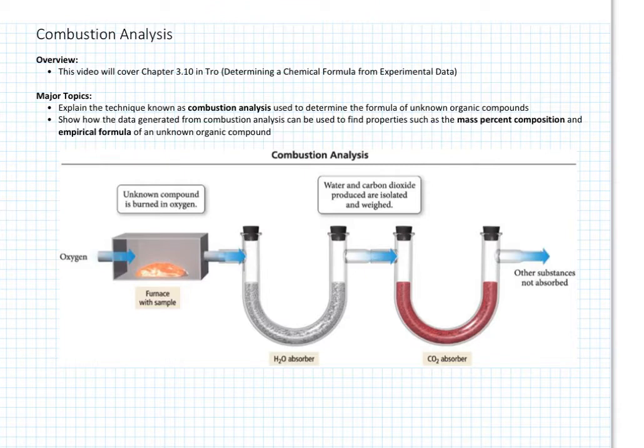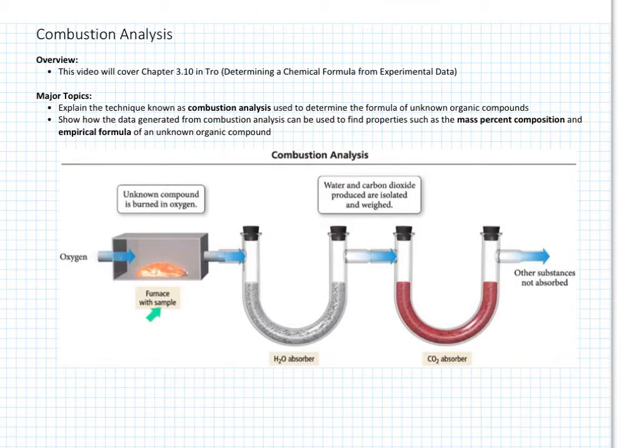You may recall in one of the prior videos, we talked about things like mass percent composition and how you can find the empirical formula from the mass percent composition. But we never talked about where those numbers come from. How do you find the mass percent composition, and where does that derive from? Well, it derives from this combustion analysis technique.